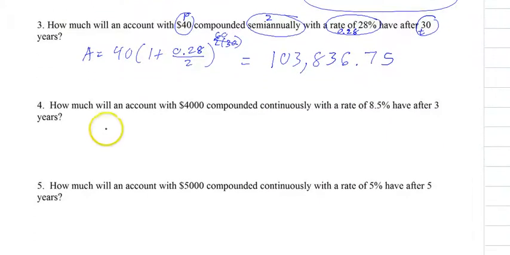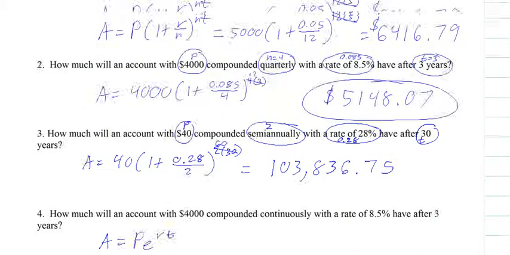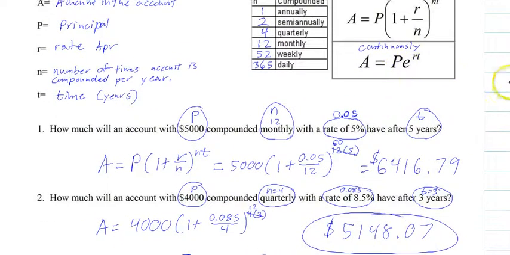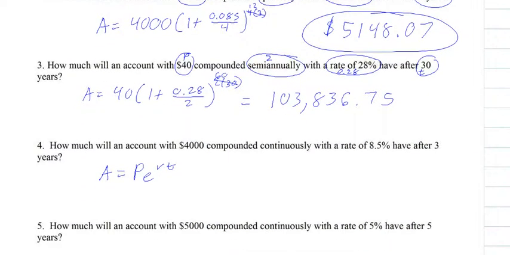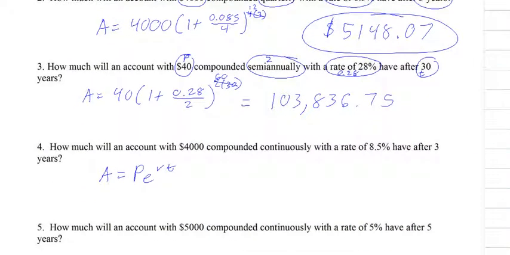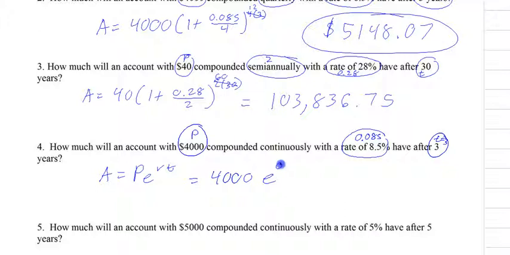All right, next one is compounded continuously. So we have a new formula. It's A equals P e to the RT. That's this right here. So when you see compounded continuously, your n is gone because we can't do a continuous n. So this is still your P. We know that this is now our new formula. Our interest rate is 0.085 and our time is 3. So we plug all those in, 4,000 e to the 0.085 times 3. And you're going to enter all this into your calculator.